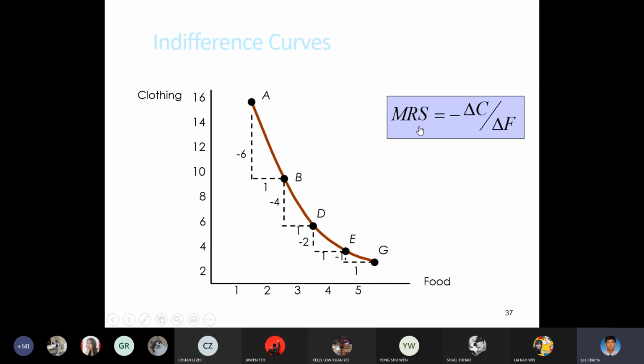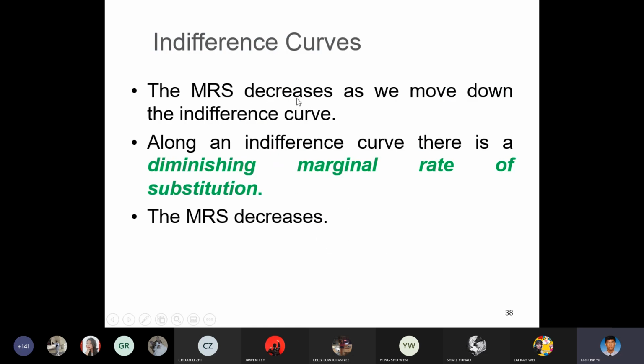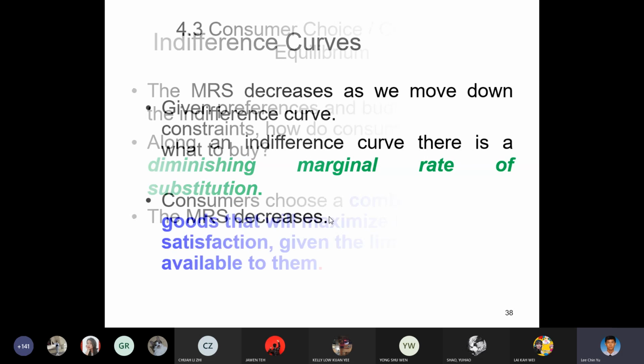of substitution. So it becomes smaller and smaller. Now, the MRS decreases as we move down the indifference curve. So over here, along an indifference curve, there is a diminishing marginal rate of substitution. Again, if you see the value becomes smaller and smaller, this situation we can call diminishing marginal rate of substitution. So that's why your marginal rate will be getting smaller and smaller, so it will be decreasing.